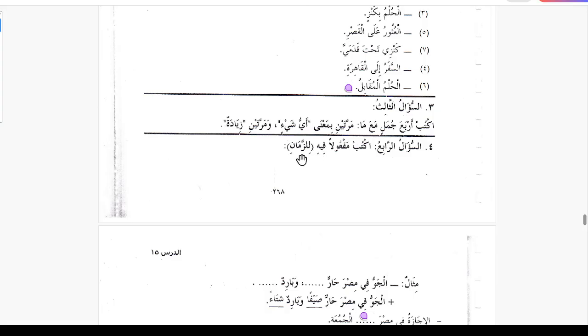Aswalu Rabi, question number 4. Uktub mafulan fi lizamani. Write the maful fihi, like we can say adverb of time. Example is al-jabu fi misra harun wa baridun. So we have to write in this place the given maful fihi or the adverb of time. Example is given, al-jabu fi misra harun saifan wa baridun shatan. The weather in Egypt is hot in summer and cold in winter. So saifan and shatan is zarfu zaman. Okay, so this was the example given.